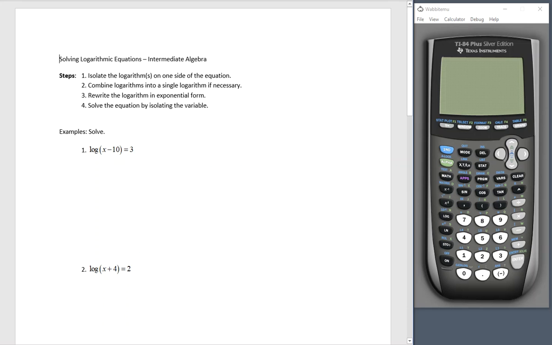Hello, and welcome to solving logarithmic equations. This will be an intermediate algebra approach, which basically means they just work out better than some of the later examples that you'll see in college algebra or pre-calculus.